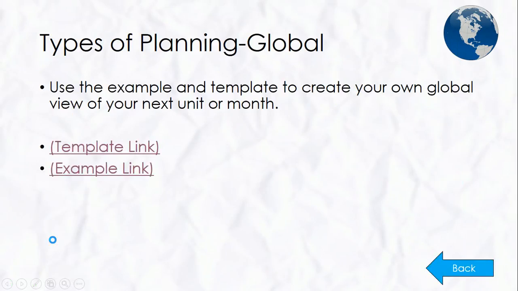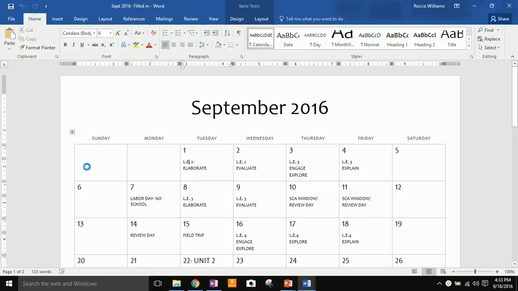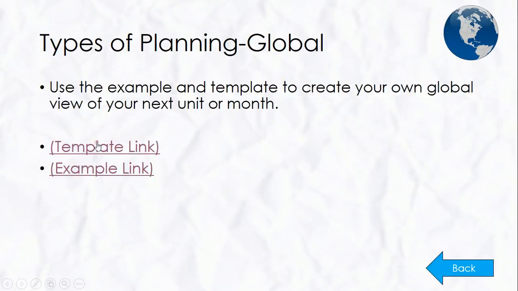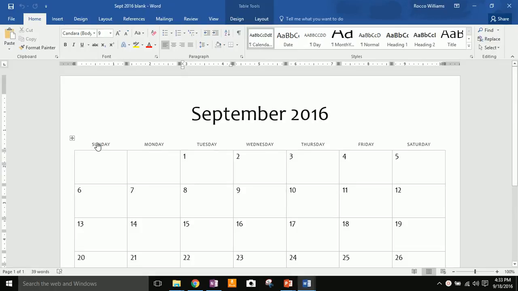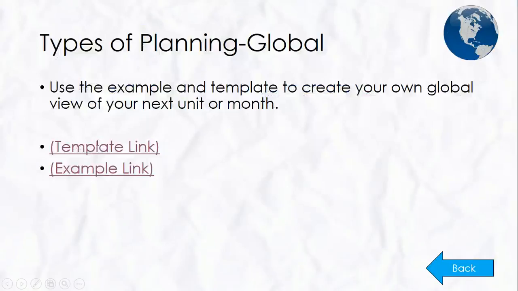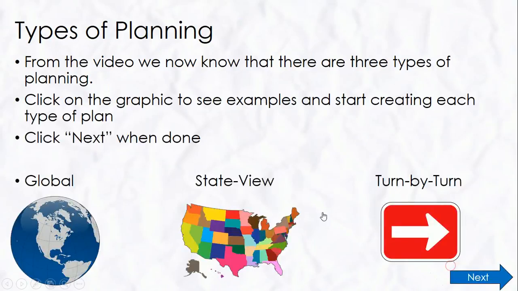Here's what the global page view looks like. The links allow the learner to see an example, and it gives them a template so that they can start to make a global plan for their next big unit. The learners will then go through the state view and the turn-by-turn in order to see examples and start planning in those ways as well.